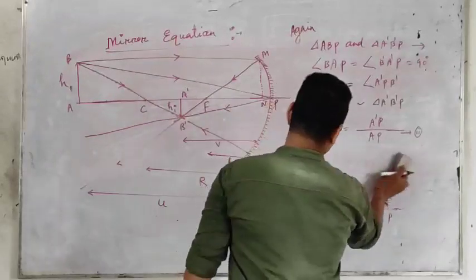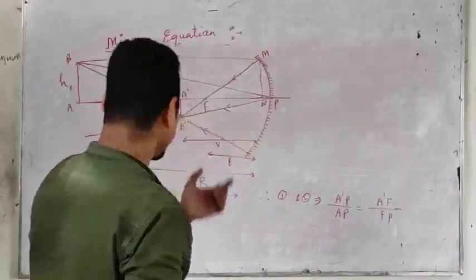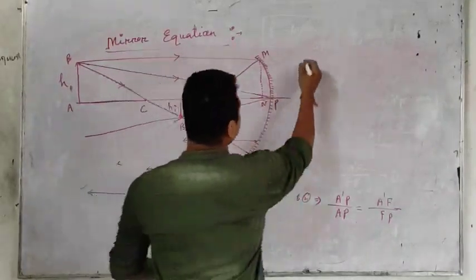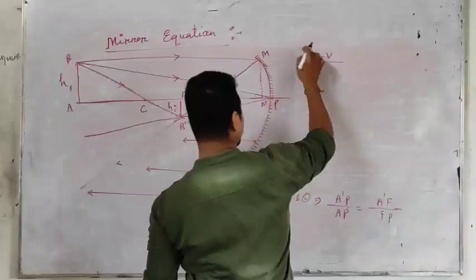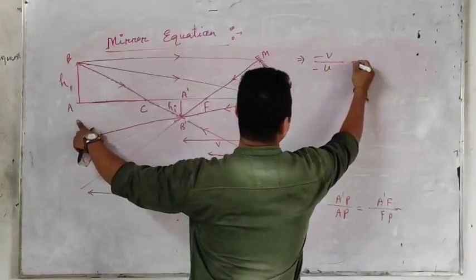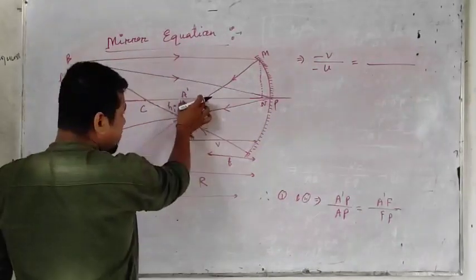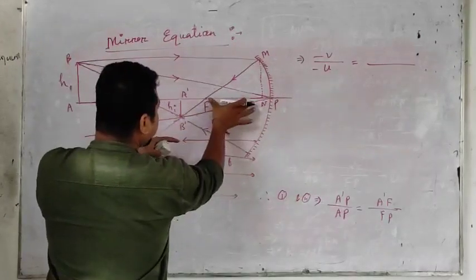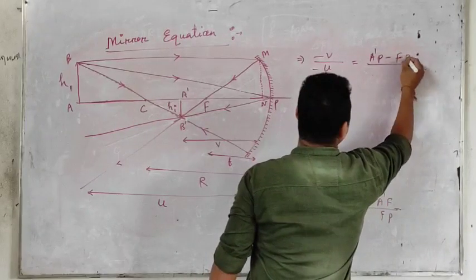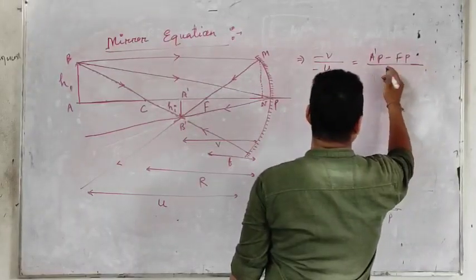Okay, so let me erase it first. Then what is the value for A prime P? Your minus v. Then AP: what is the value for AP? Minus u. And what is the value of A prime F? That means A prime P minus FP. Right? And what is the value of FP? F, or you can write minus f.